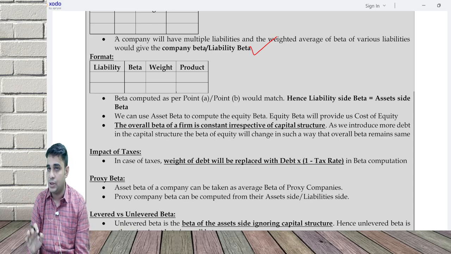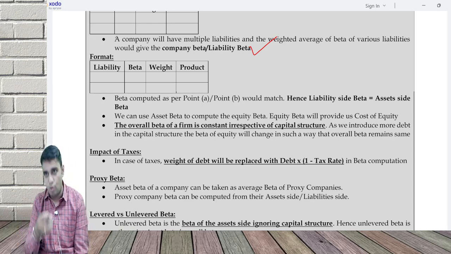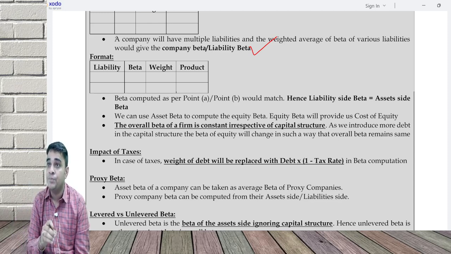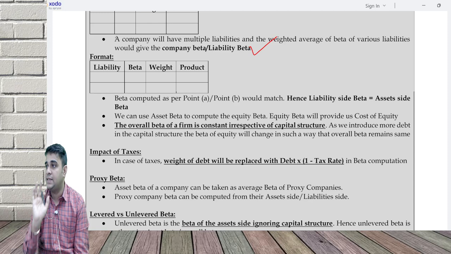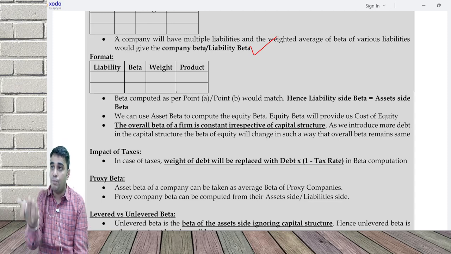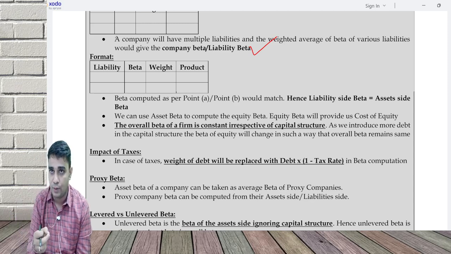Now, I explained that if you borrow more, it is risky, but it is risky for the equity guys. Company risk remains the same. The equity guys will start suffering. So if you borrow more, overall beta will remain the same, but equity beta will increase. You'll understand when we do the calculation.